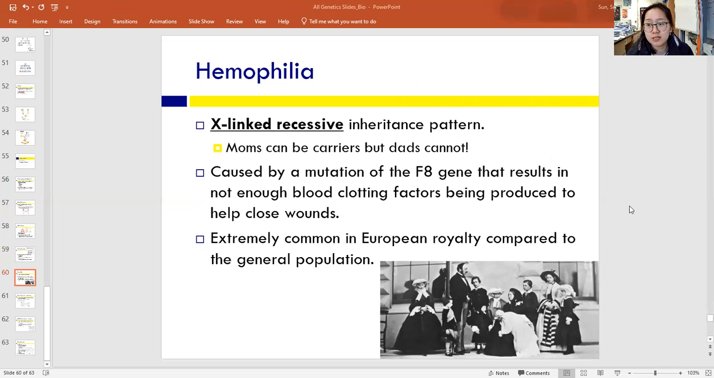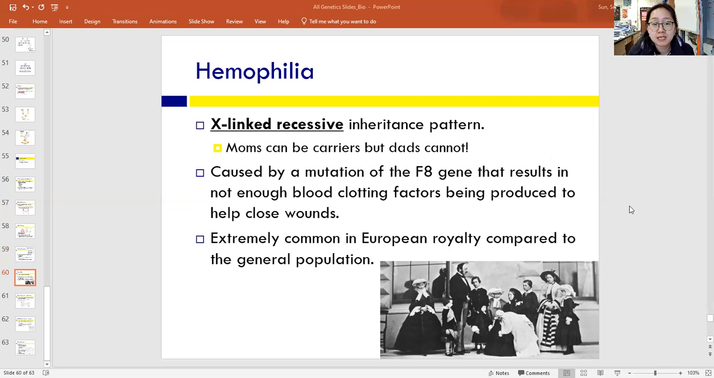Hemophilia is a cool one to also talk about. I know it's technically blood related, but don't get it mixed up with sickle cell. The blood cells are normal shaped. It's actually related to the blood clotting abilities. So it is an X-linked recessive, so it's a sex-linked genetic condition.